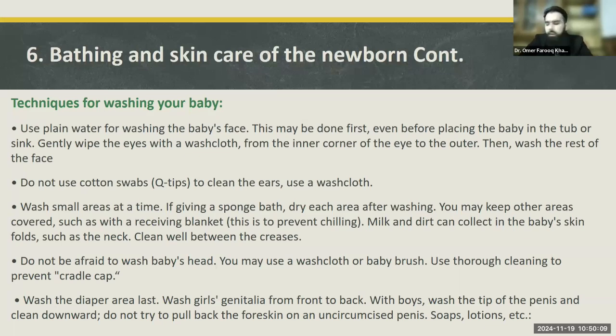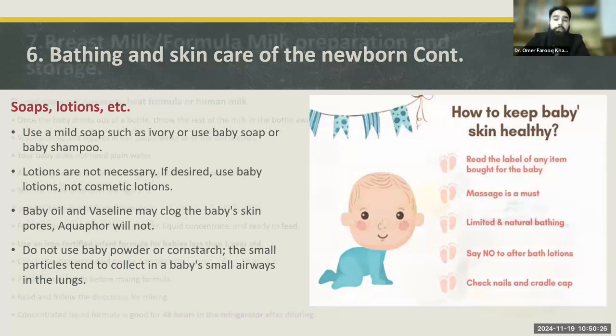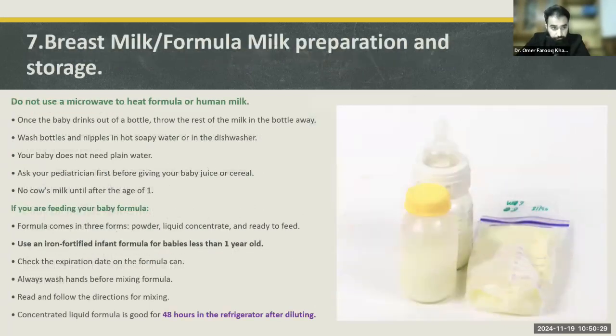Do not use a variety of soaps, lotions, or shampoos. You can select very specific kinds of soaps or lotions which do not contain excessive irritants for the baby's skin. So I will not go into further details. And breast milk and formula milk preparation and storage.